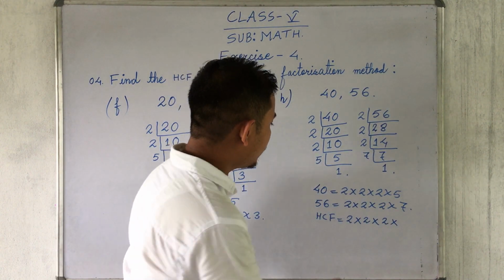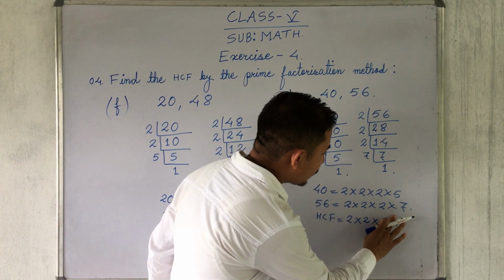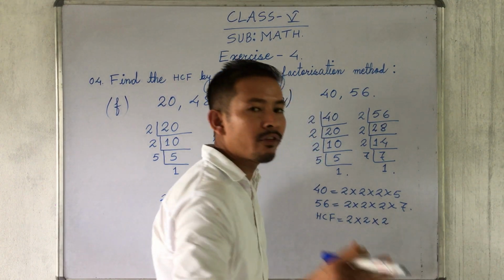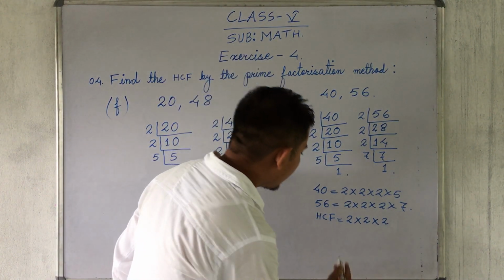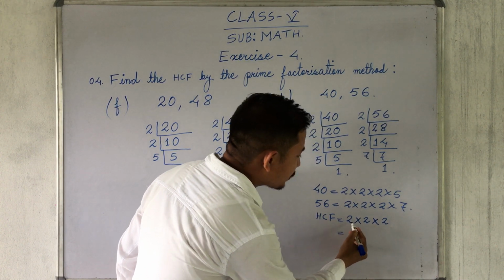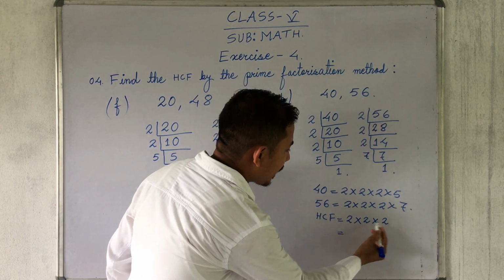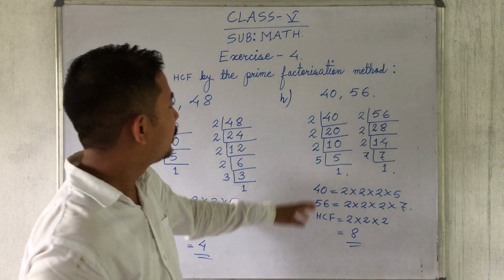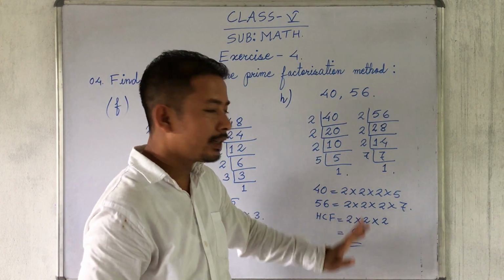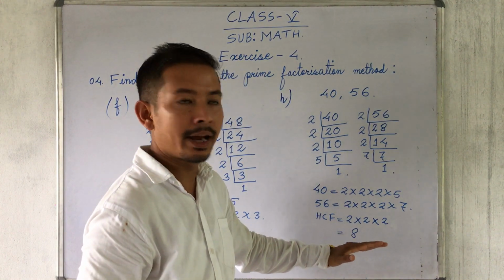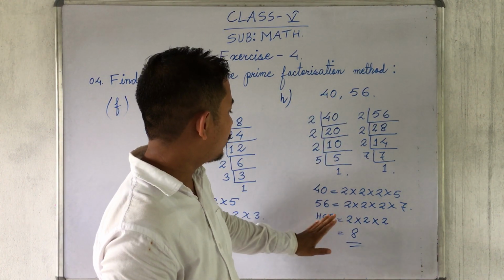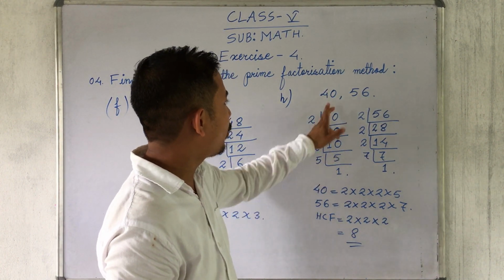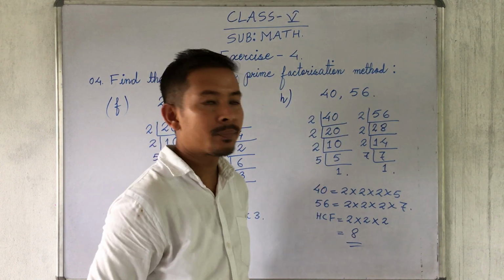Okay. So this way if we see, then these three 2s only we can take as a common from both the factors. Right? Now look at here. 2 times 2 is 4 and 2 times 4 is 8. So 8 is the answer. So this is done. Right? So this way we got the HCF of 40 and 56 is 8.